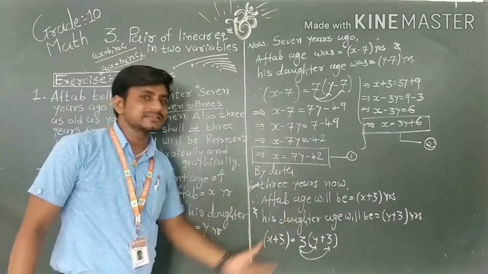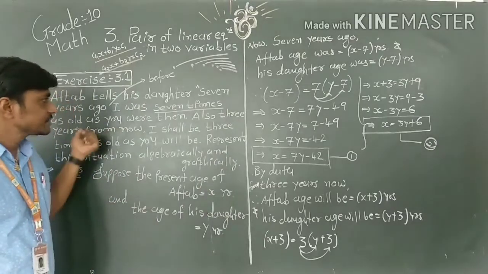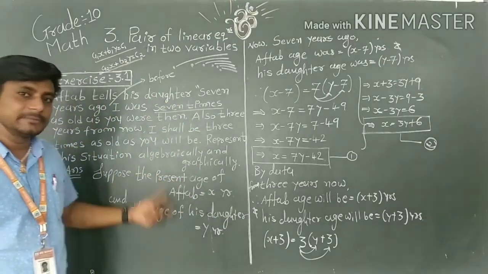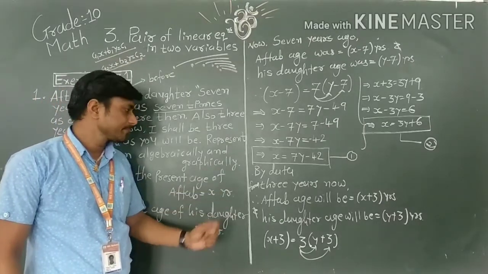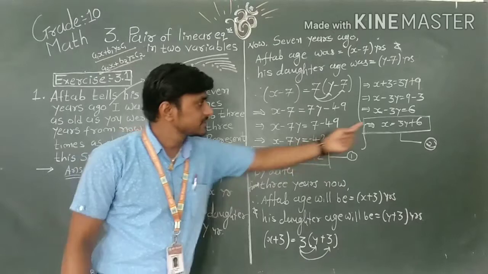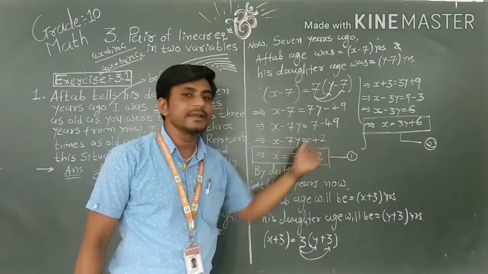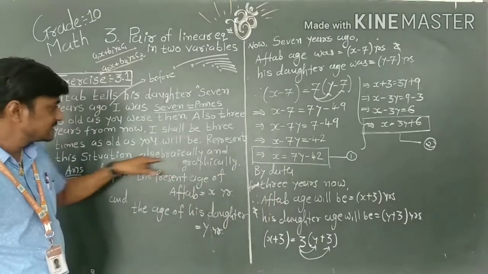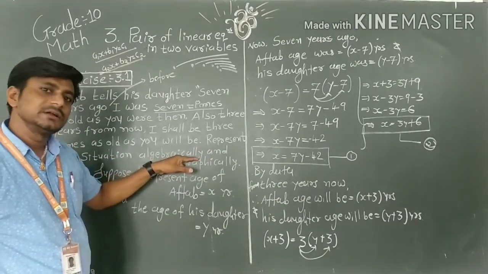Okay, what is our task? Our task is to represent this whole word problem algebraically or graphically. Here we find two equations. That means this is a form in algebraic meaning. Therefore, our first aim, to represent it algebraically, is done.